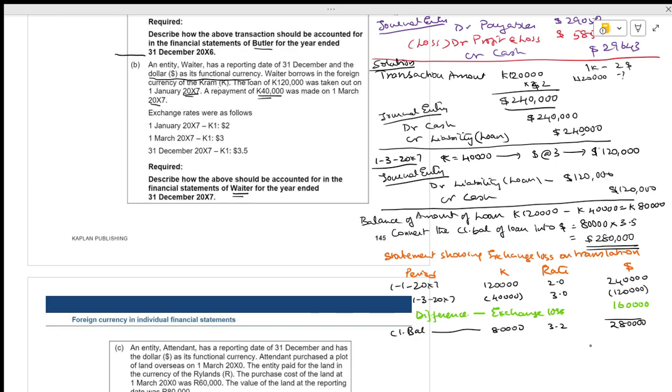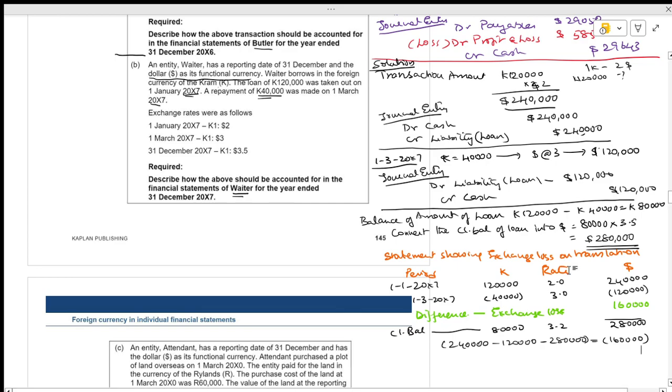I want to make sure of this. See, I will write here: 240 minus 120 minus 280. It comes to minus 160. Is it right? It comes to minus 160.